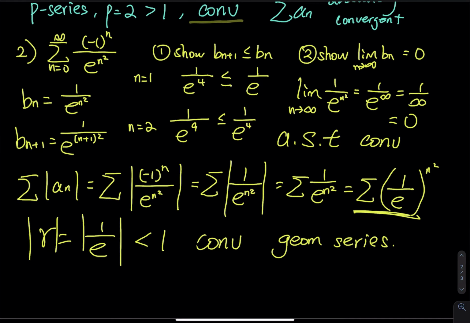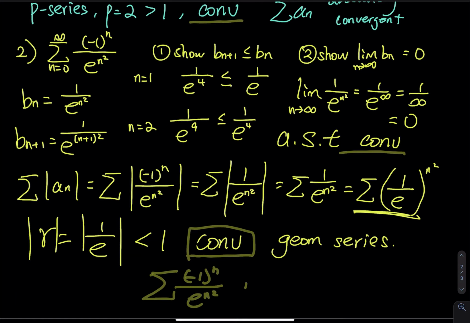Okay, so what conclusion do we have? We have a convergence using geometric series and then a convergence using alternating series. So therefore, the given series, negative 1 to the n divided by e to the n squared, is absolutely convergent. All right, so that will be number 2. So other than P series, sometimes you have to use geometric series. And then we're moving on to number 3.